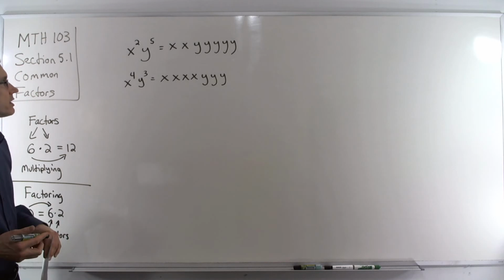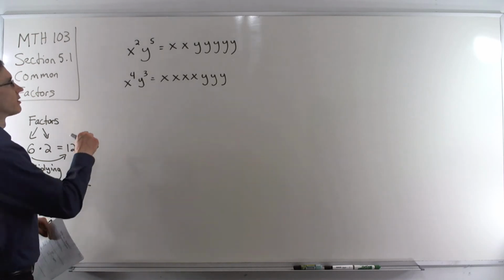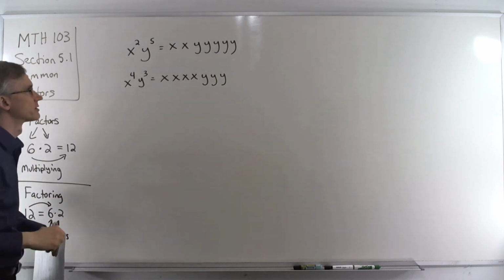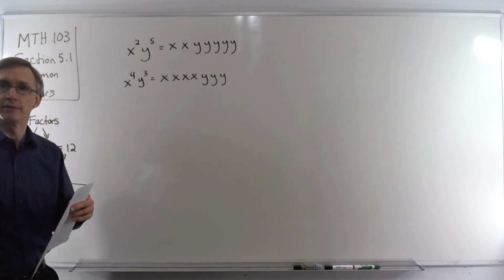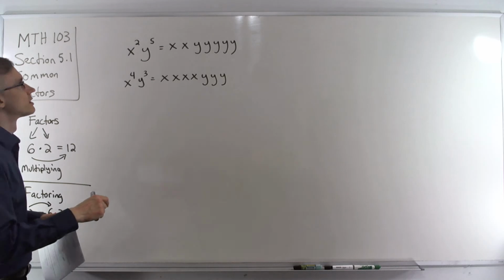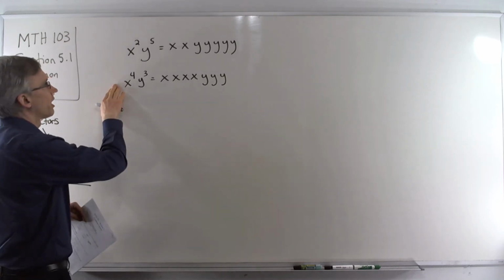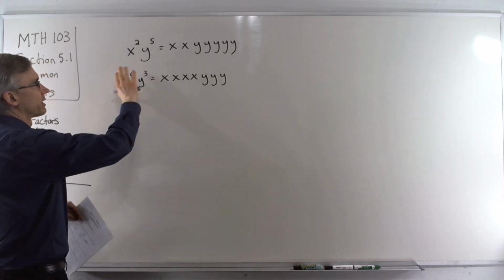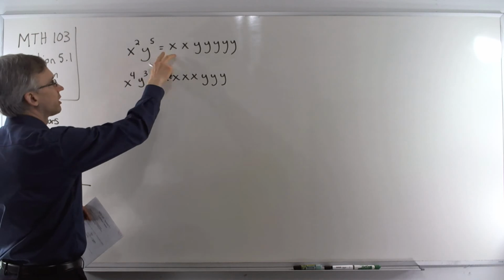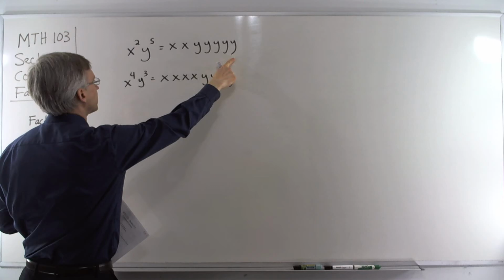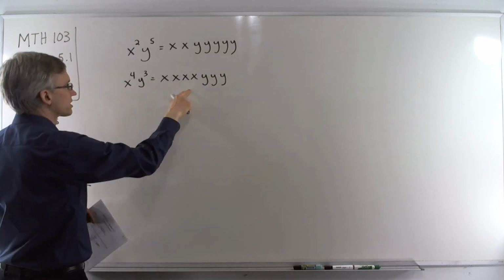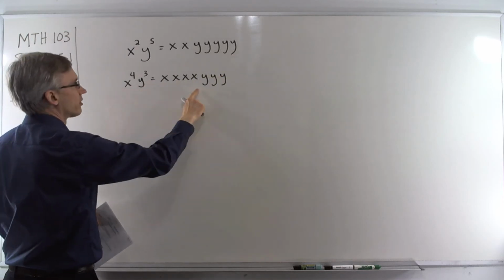So one thing we're going to do today is find the greatest common factor between two monomials. And the greatest common factor means the things they have in common. So to see what these two monomials have in common, I'm going to break them up, expand them into x squared, that's 2 x's, y to the fifth, that's 5 y's, x to the fourth, 4 x's, y to the third, 3 y's.